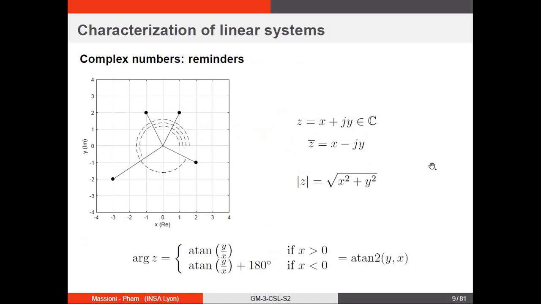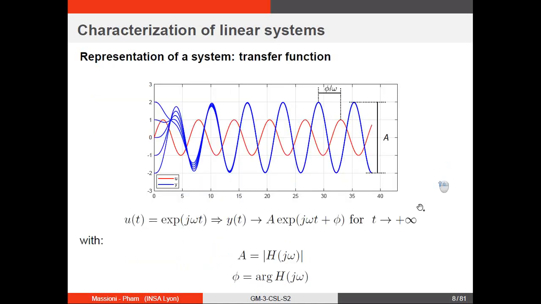Now, at this point, it is beneficial to have a small recap on complex numbers, because as you have seen, we are mostly interested in the transfer function evaluated in j omega, if we want to use this input-output relation for sine waves. We have to compute the modulus of a complex number and the argument of a complex number.